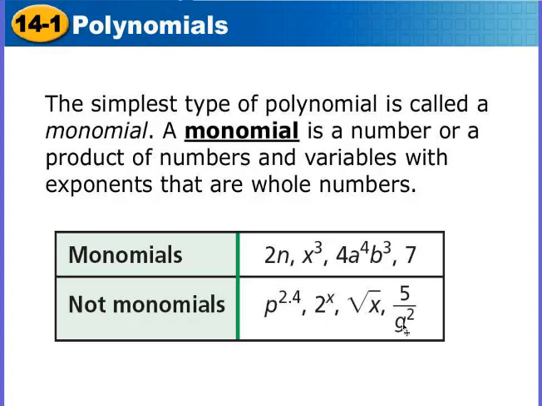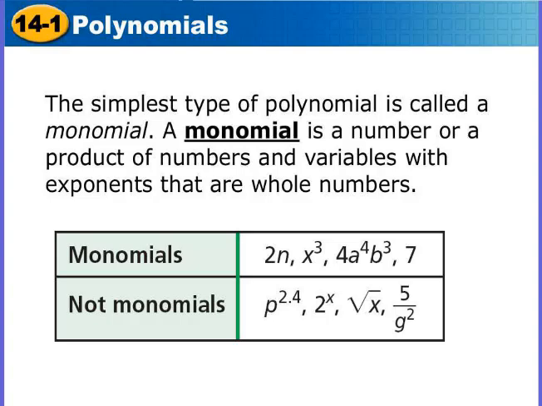So the instances that would make it not a polynomial, or not even a monomial, are if you have an exponent that is something other than a whole number, if you have an exponent that's a variable, if you have a variable underneath a radical, or if you have a variable in the denominator. Those are instances that will make it not a monomial. Okay? So let's see if you can determine if things are monomials or not.